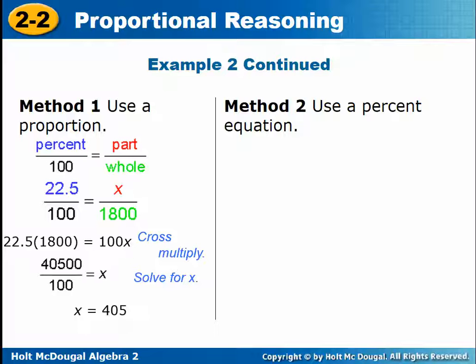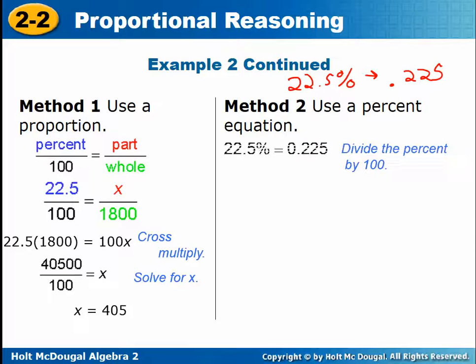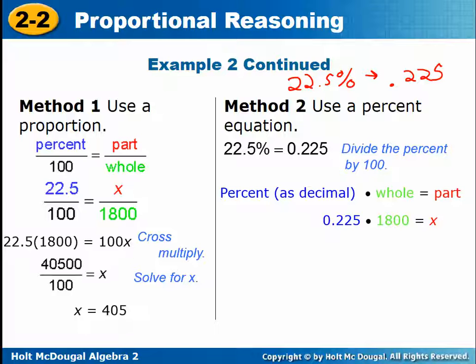You can also write an equation. So when you write an equation, you have to change the 22.5% to a decimal, which would be 0.225. And then once you have it as a decimal, you multiply it by the 1,800, which is the whole, the total, and that'll give you your part. So the decimal version of the percent times the total is equal to the part. And you get the same answer either way. You get 405 either way. Either method is fine, whichever you prefer working with.